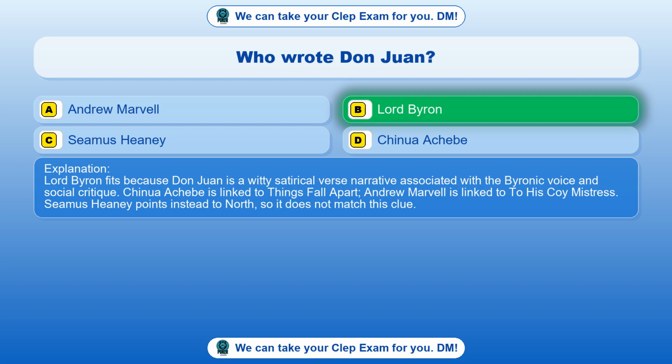social critique. Chinua Achebe is linked to Things Fall Apart. Andrew Marvell is linked to To His Coy Mistress. Seamus Heaney points instead to North, so it does not match this clue.